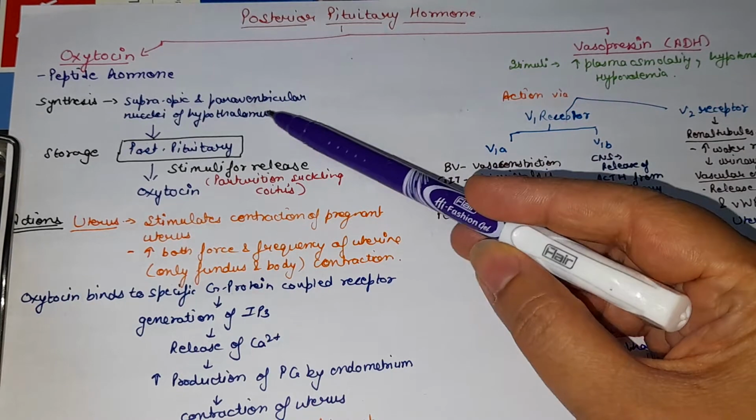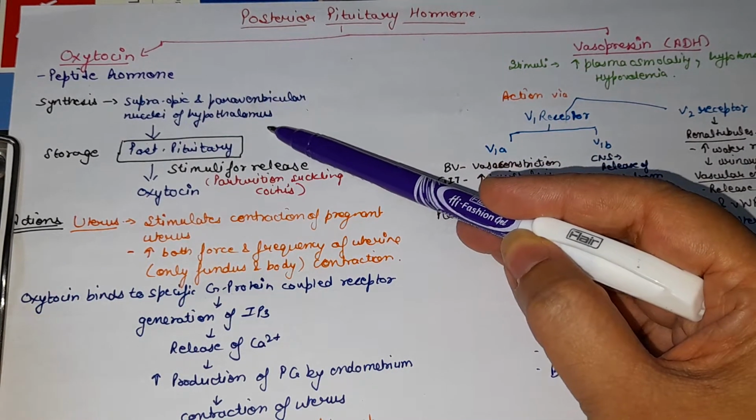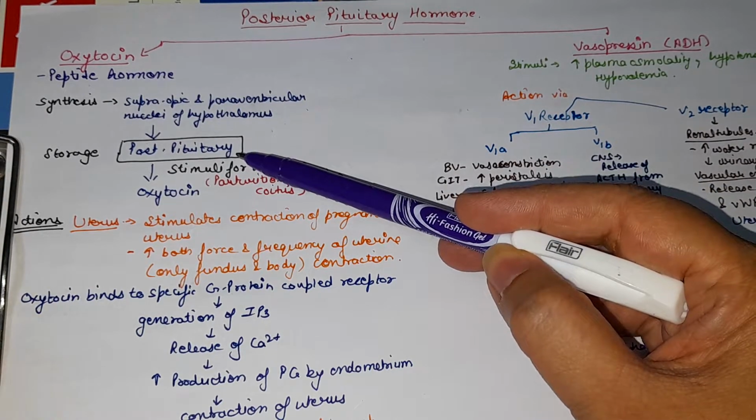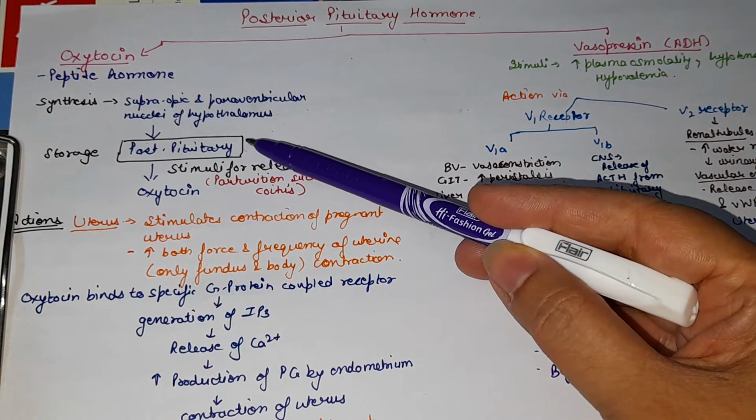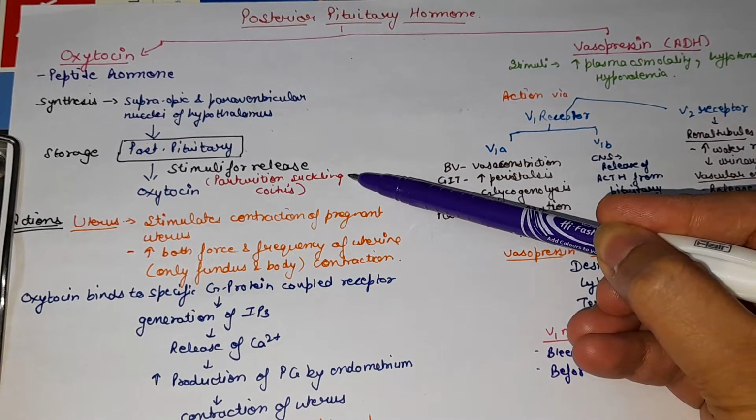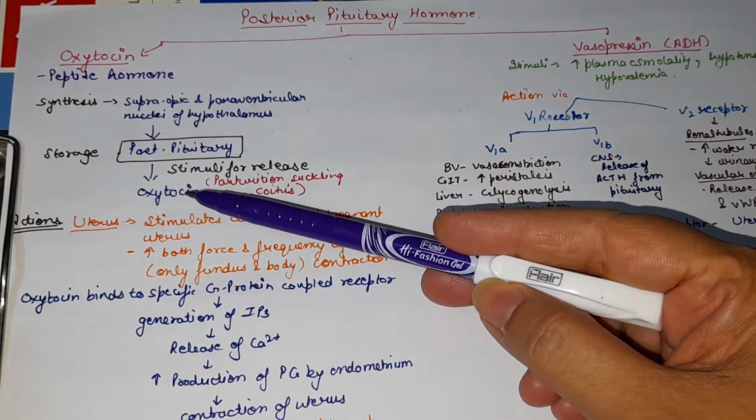It is synthesized in the supraoptic and paraventricular nuclei of the hypothalamus along with vasopressin, and it gets stored in the posterior pituitary. The stimuli which cause the release of this hormone from the posterior pituitary are parturition, that is the postpartum period, suckling by infants and coitus. And then there will be release of oxytocin.